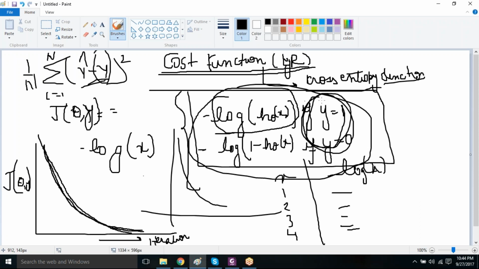So that is why the error for y equal to 1 is calculated like this, and the error for y equal to 0 is calculated like this.